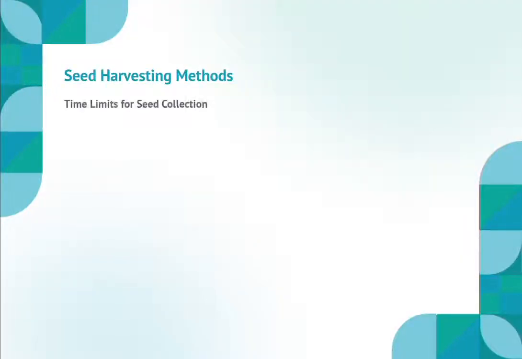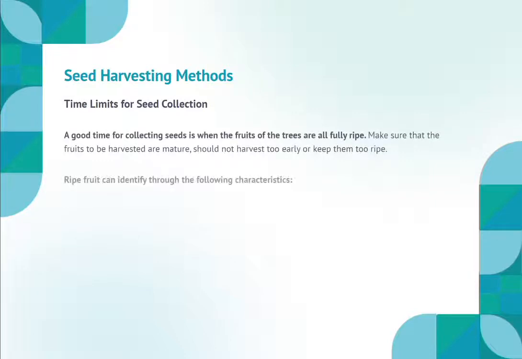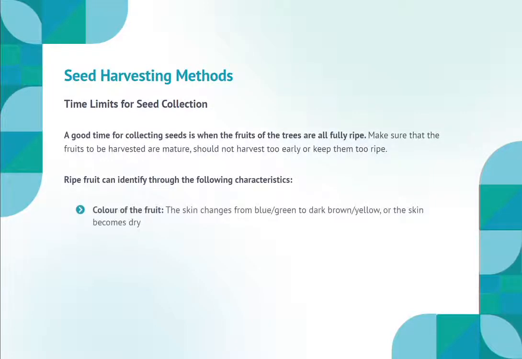Seed harvesting methods. Time limits for seed collection. A good time for collecting seeds is when the fruits of the trees are all fully ripe. Make sure that the fruits to be harvested are mature; do not harvest too early or keep them too ripe. Ripe fruit can be identified through the following characteristics. Color of the fruit. The skin changes from blue or green to dark brown or yellow, or the skin becomes dry.